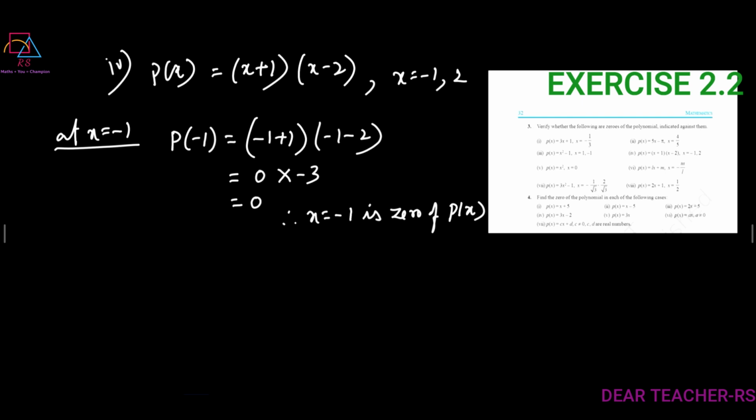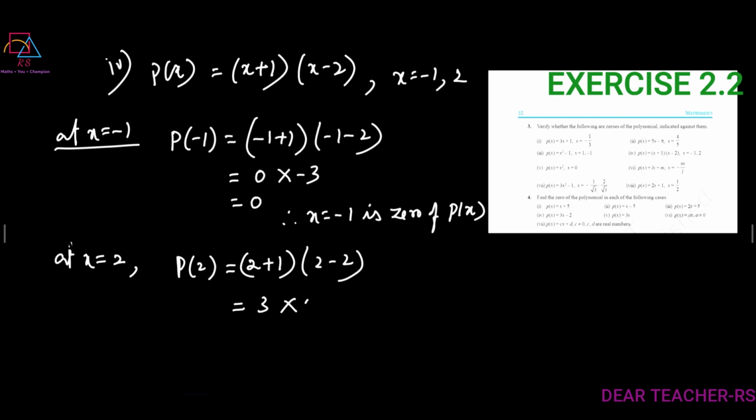Let me check x is equal to 2. So then what happened? p(2) is equal to (2 plus 1) into (2 minus 2), where x is replaced with 2. 2 plus 1 is 3 into 0, which is 0. Therefore, x is equal to 2 is also a zero of p(x). In this way, let me do the seventh question also, because it is having roots.